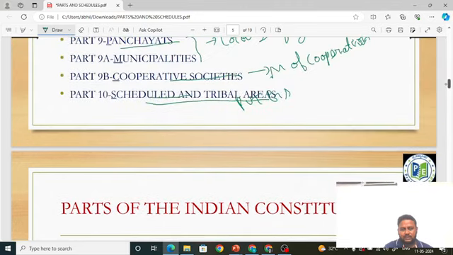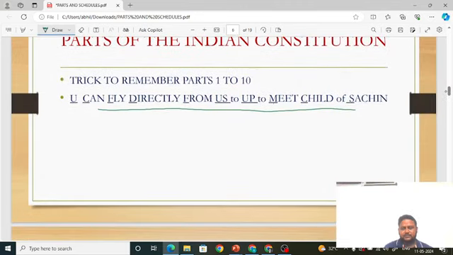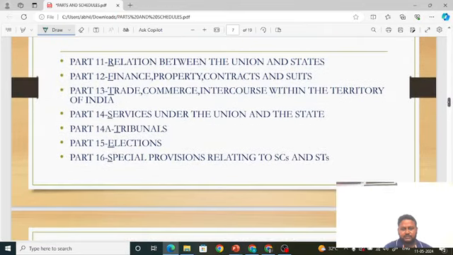Okay, this talks about scheduled and tribal areas. Understood, friends? It is talking about scheduled and tribal areas. These are, you remember, parts 1 to 10. Understood, friends? Okay, let's move forward. We will study parts 11 to 16 first.